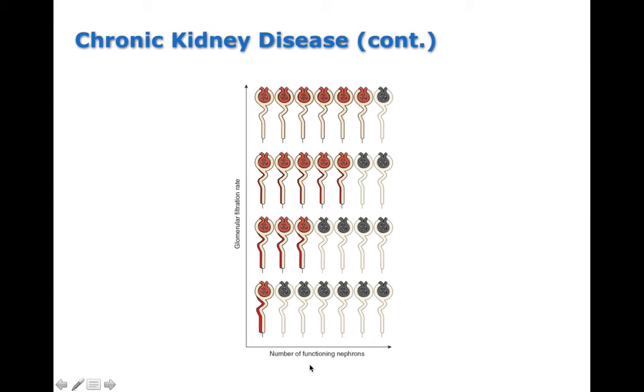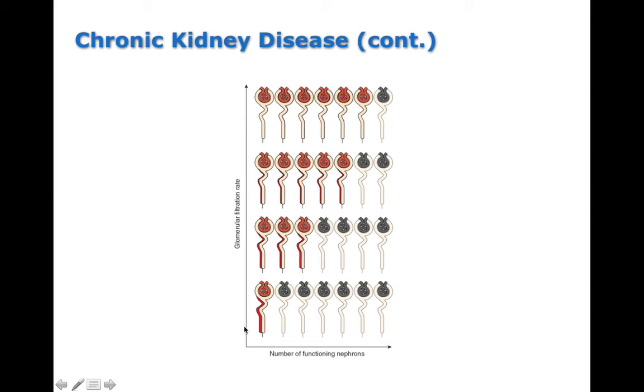So if you look here at the number of functioning nephrons and correlate that to glomerular filtration rate, we see that if you increase the number of functioning nephrons, you're going to have a higher GFR. And this is going to be a positive correlation here. Now it's nonlinear, where the number of functioning nephrons doesn't relate to GFR in a linear relationship. However, they do correlate pretty well, so that if you have a decrease in the number of nephrons, you're going to see a decrease in GFR.